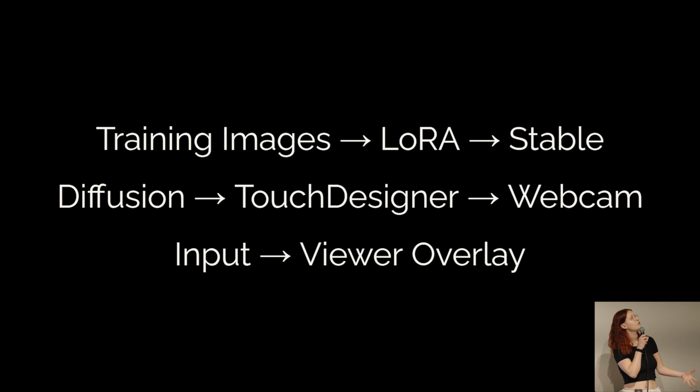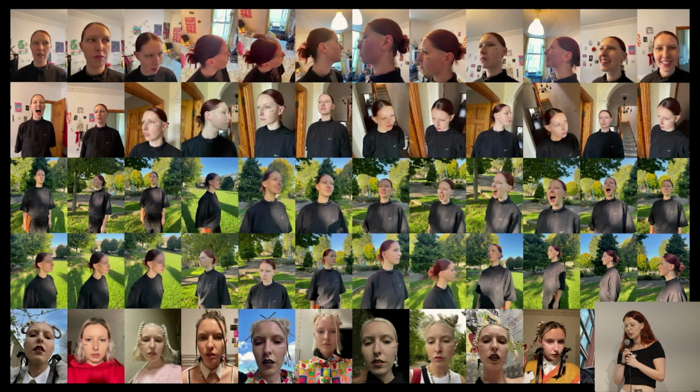It's just a quick overview, but basically I figured out I needed to generate training images to create a LoRA, get that working in Stable Diffusion live in TouchDesigner, and integrate that with webcam input to overlay on the viewer's position in space. Starting with training data, I've done a lot of 360 video for photogrammetry, except the difference with this is that the system benefits from differentiation, so seeing a lot of different facial expressions or backgrounds.